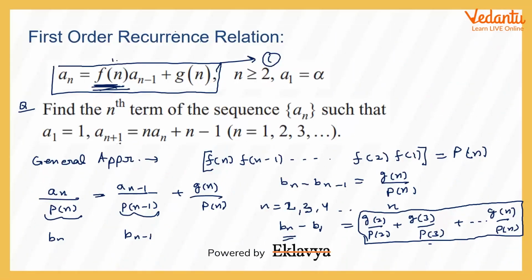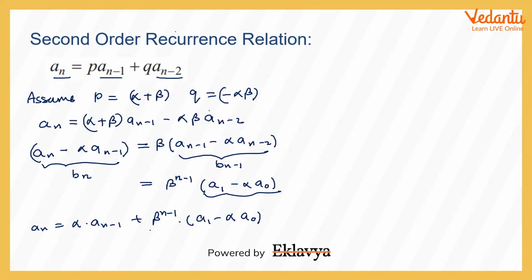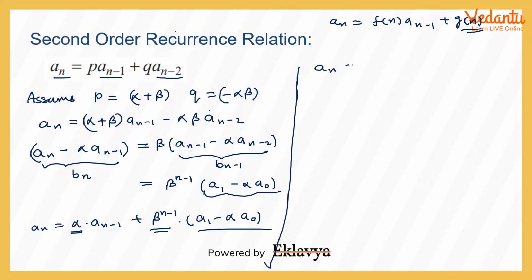So if you check, this is something we have done before. Let me remind you, fn into an minus 1 plus gn. Here in place of gn we have beta power n minus 1 into a1 minus alpha a naught, and in place of fn we have alpha. Let me write that relation here: an is equal to fn into an minus 1 plus gn. Now this fn is a constant alpha. So if we use the previous methods from our previous two questions, we can write a final solution for an in terms of alpha power n, whose coefficient can be a, and the exact value of a can be calculated, but I'm avoiding writing it at this point, because we have done these things already, plus b into beta power n.